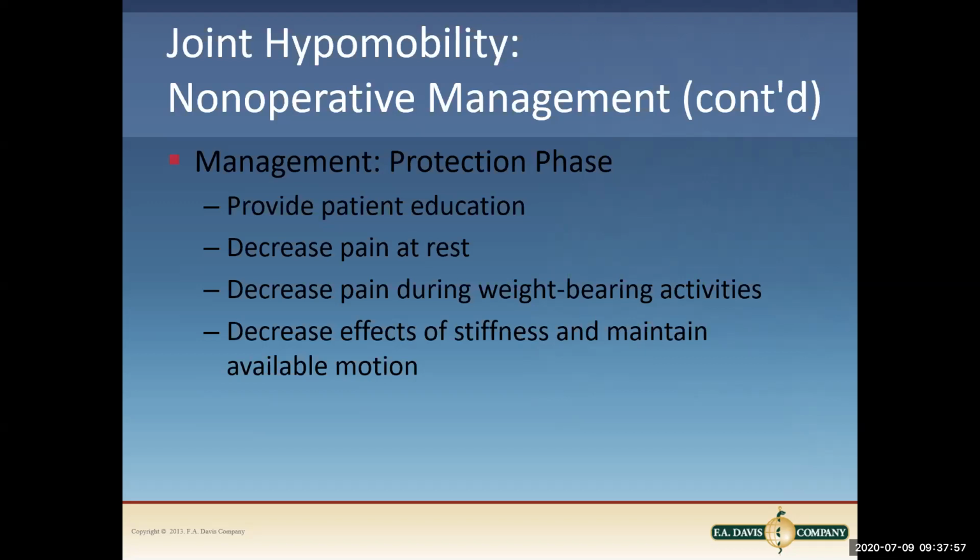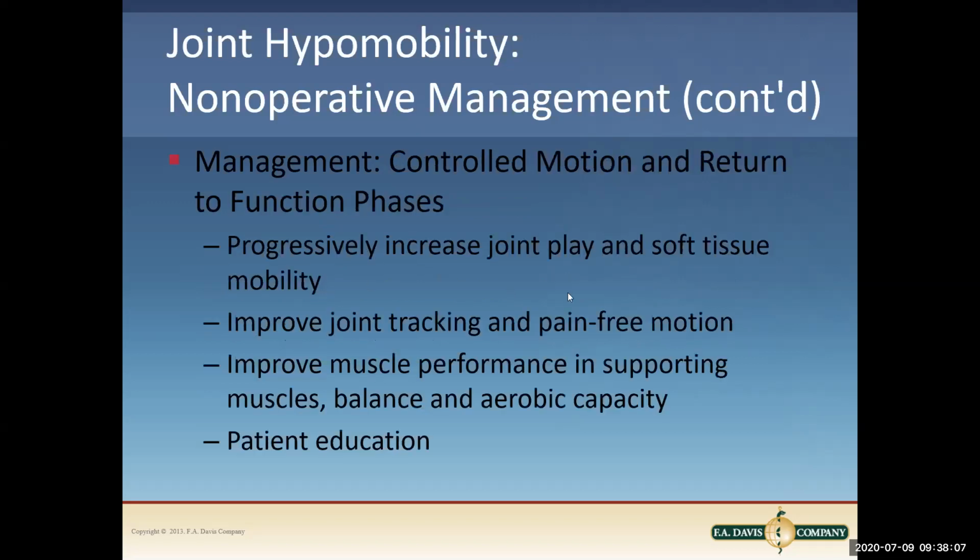If it does, we may want to document that and see what we can do to relieve it. Decrease the effects of stiffness and maintain available motion. So we're going to do a lot of passive and a lot of active assist ranges of motion, getting that hip, again, motion is lotion, getting that hip moving around. In the controlled motion return to function phase, we're going to progressively increase that joint play and the soft tissue mobility. So we're getting more and more into externally and internally rotating the hip. Improve that joint tracking. We want that joint to be able to move nice and smoothly without hitching.